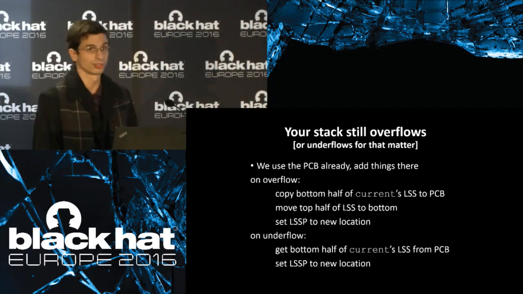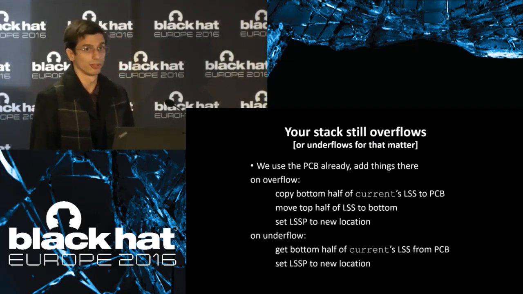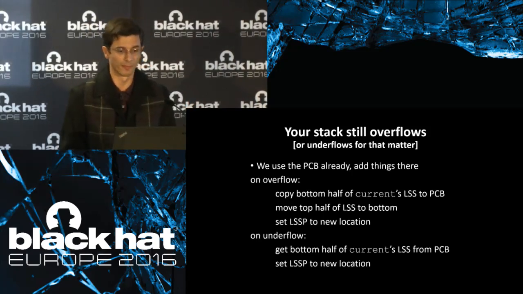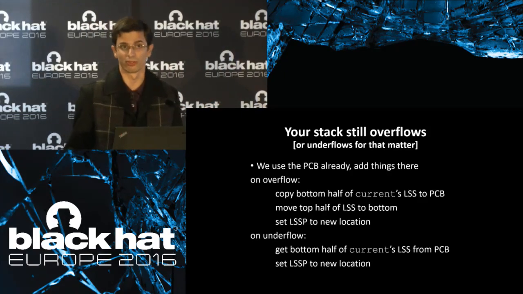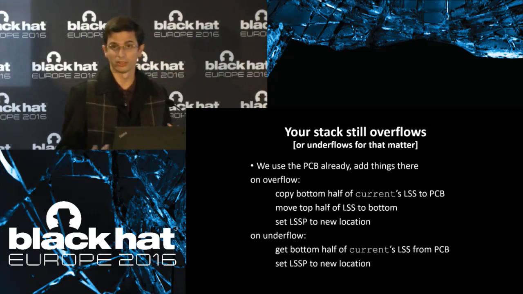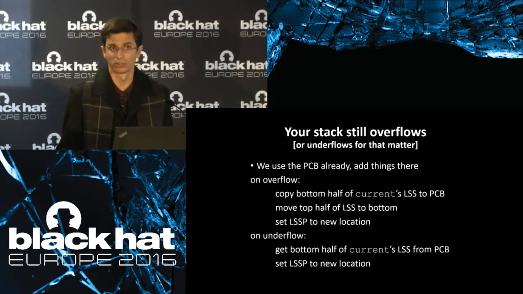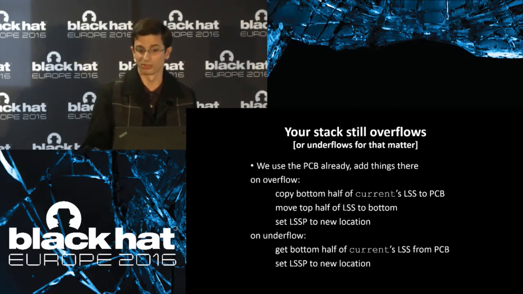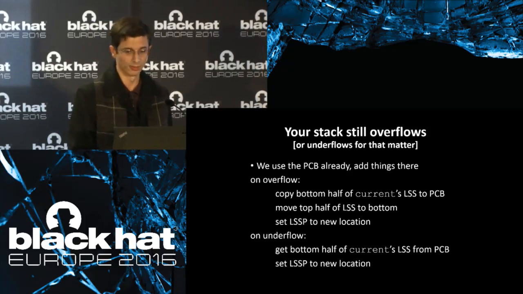We already used the process control block for this, so we might as well utilize it for this as well. On overflow, just copy a portion of that shadow stack into the process control block. Go ahead and move the top portion of the shadow stack to the bottom. You can do this with a flash copy on hardware. And then you set that little shadow stack pointer to its new location. The underflow process is effectively the same thing in reverse. Get something from the process control block and put it back into the shadow stack, and then again set the shadow stack pointer to the new location.